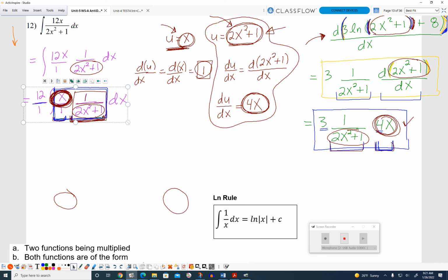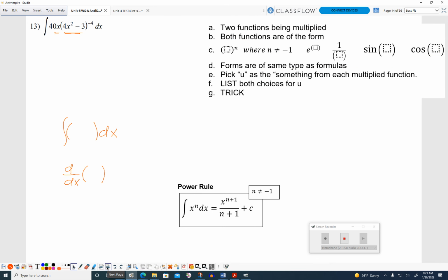Look here. Let's go back to Kate's question. Okay, look. Raise your hand if you can see the 2 multiplying functions. Come on, who sees them? What are the 2 multiplying functions, Spencer? The 40x and the 4x squared minus 3 in parentheses to the -4. Okay, so please raise your hand if you honestly would have said, we got 40x multiplied by this. How many would have said that?